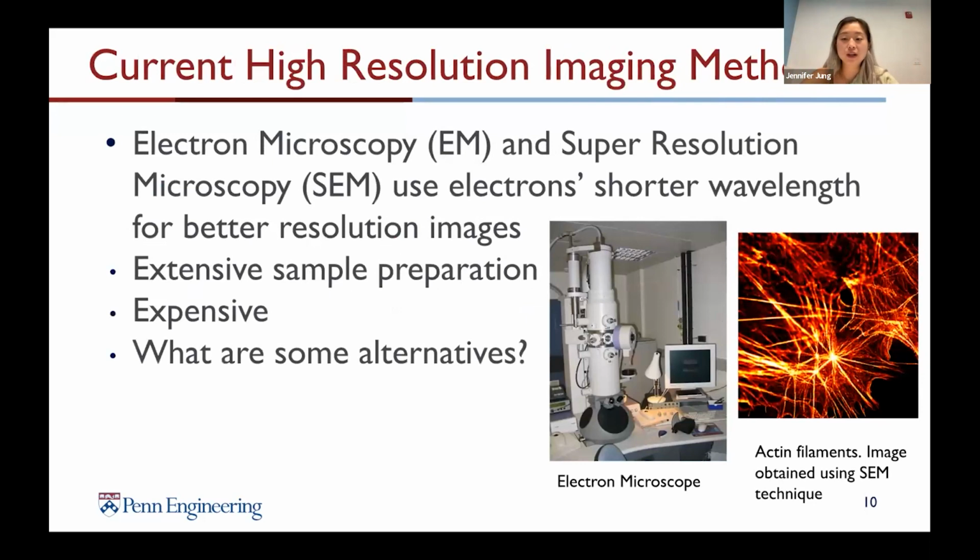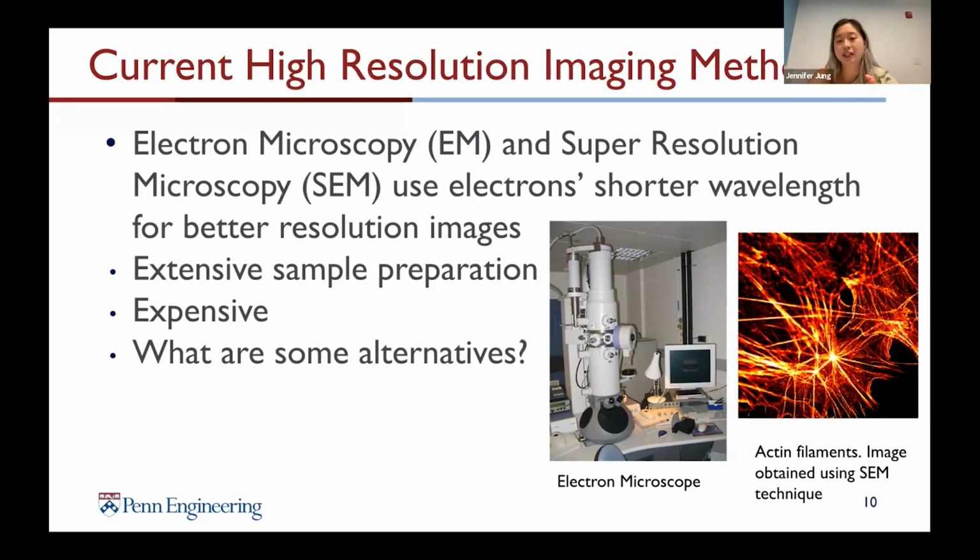So we've turned to other methods of microscopy in order to show higher resolution imaging and break this 250 nanometer limit. Two different ways are electron microscopy and super resolution microscopy. These essentially take advantage of how electrons have a shorter wavelength than light to produce a better image. However, there are a lot of downsides.